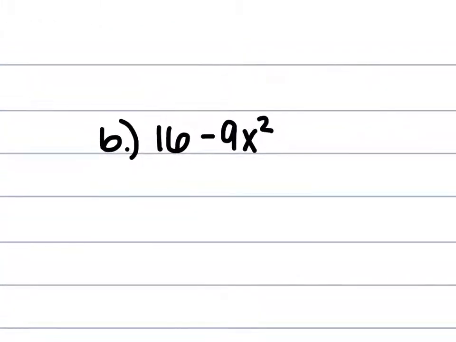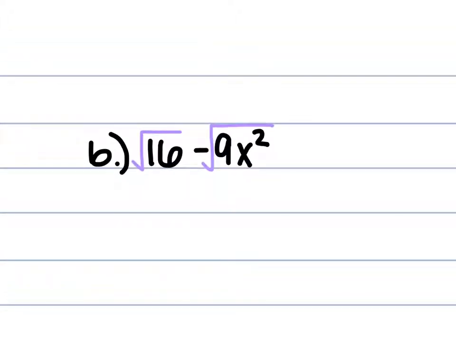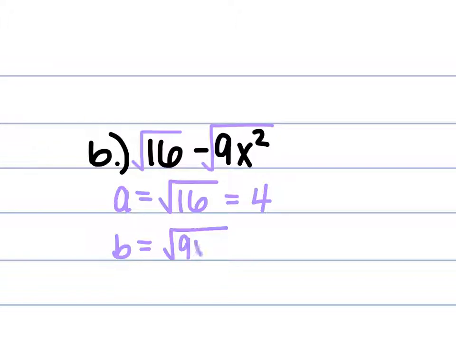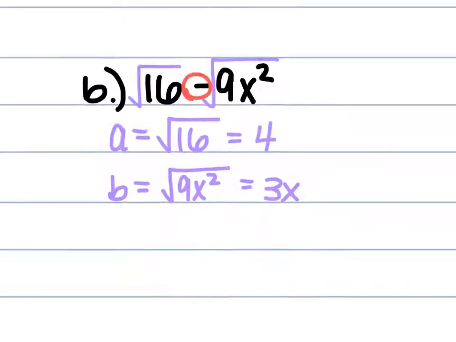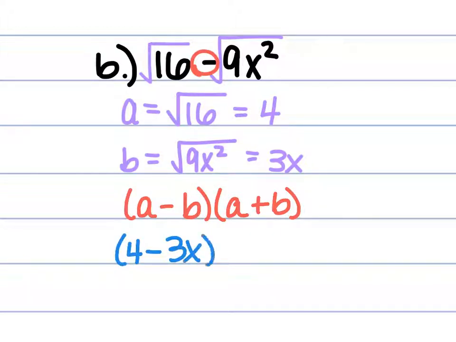If we look at example B, we have 16 minus 9x squared. We're factoring this. So can we take the square root of that 16? Yes. Can we take the square root of that 9x squared? Yes. So find your a and your b. Your a is the square root of the 16, which is 4. Your b is the square root of the 9x squared, which is 3x. Because there's that negative between the two numbers, use the formula a minus b times a plus b. Plug in your values. You're going to have 4 minus 3x times 4 plus 3x.